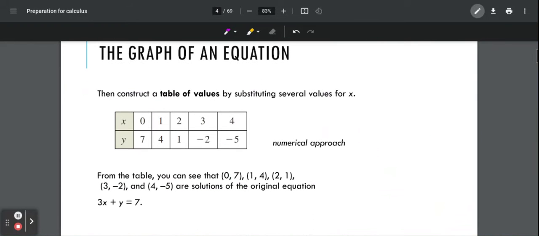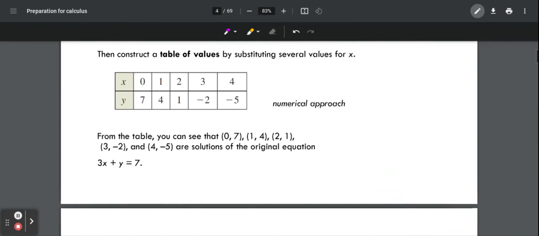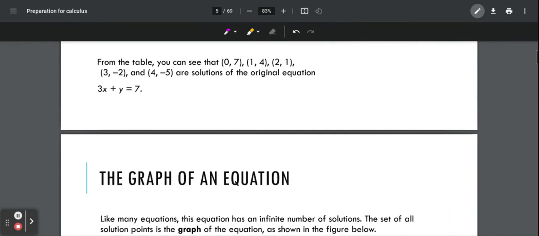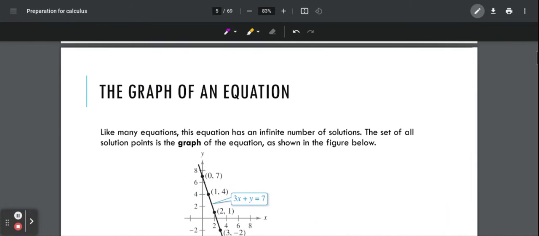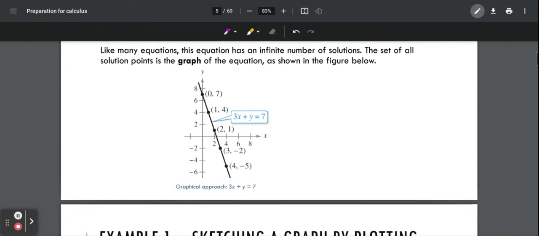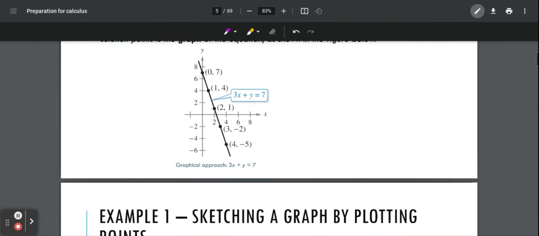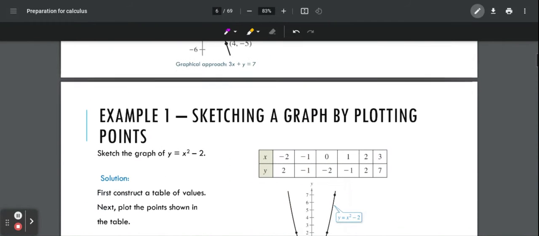So one way that you could do that is you could make a table of values, you could graph, and you could find those other solutions if you had to find other solutions. So those first slides are just the idea of remember that solutions of an equation are any points that work for that equation. So you're looking for those x and y coordinates.